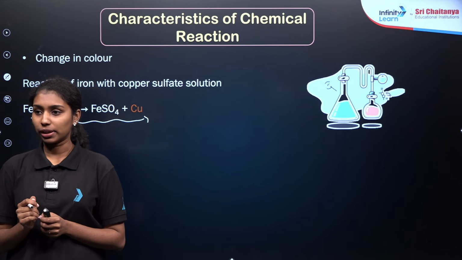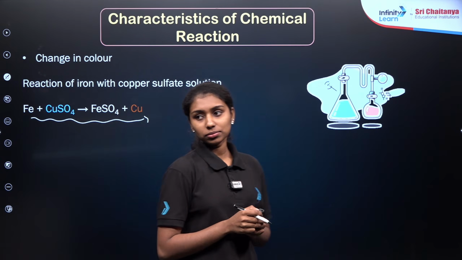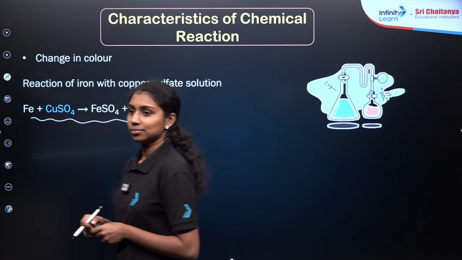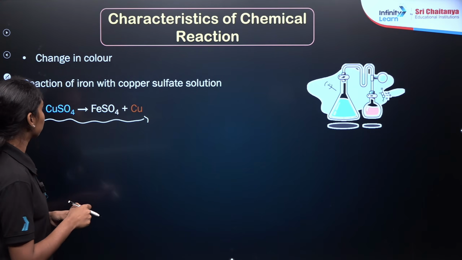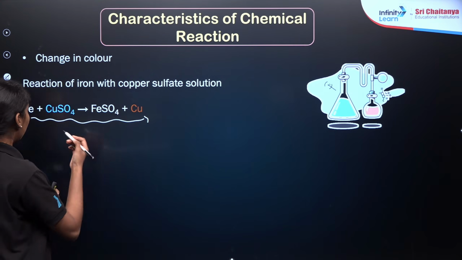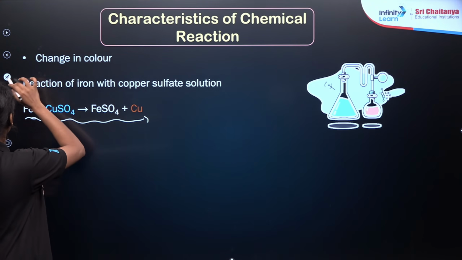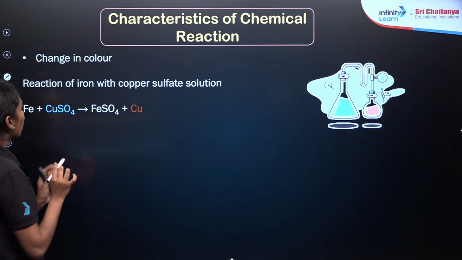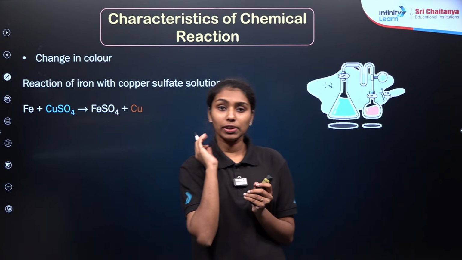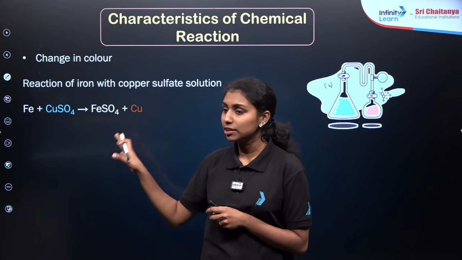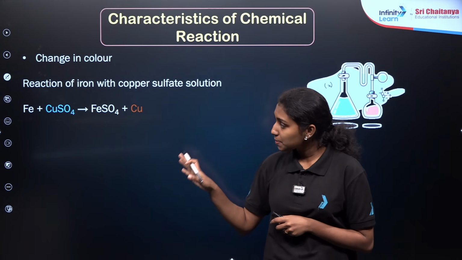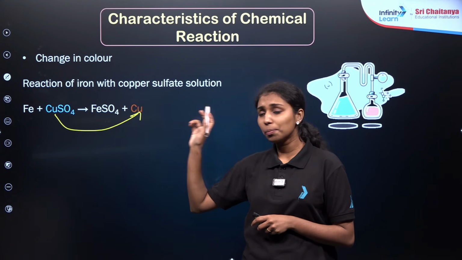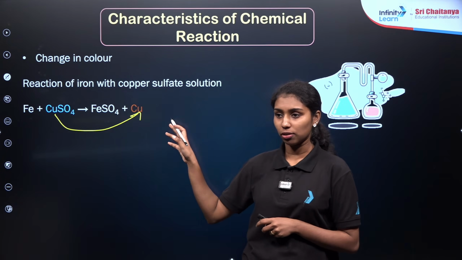Yes, blue to reddish brown, right? So in the case of this reaction, copper sulfate, as we already know, has a blue color, right? So what are we experiencing here? This blue copper sulfate is changed into the reddish brown color of copper, right?